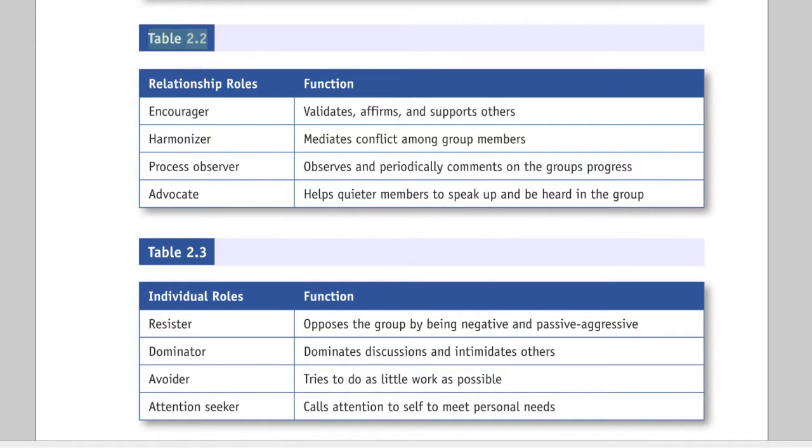Table 2.2. Individual roles. Function. Resistor: opposes the group by being negative and passive-aggressive. Dominator: dominates discussions and intimidates others. Avoider: tries to do as little work as possible. Attention seeker: calls attention to self to meet personal needs.